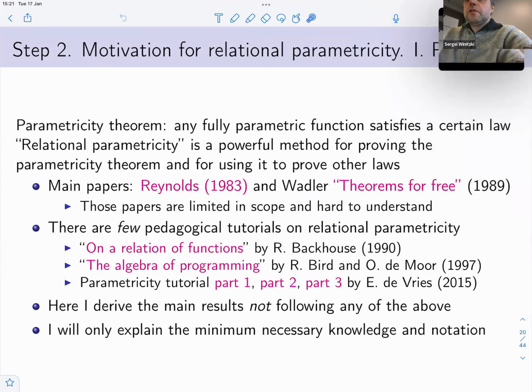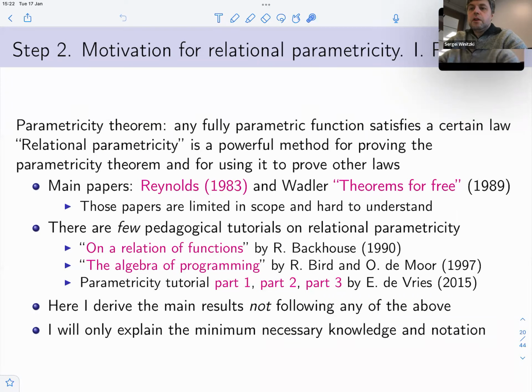So in this part of the tutorial, I will talk about the motivation for relational parametricity. The parametricity theorem says that every fully parametric function satisfies a certain law. Now, in many cases, that law is a naturality law. In other cases, it's a different, more complicated law. Relational parametricity is a technique, a method for proving that theorem. Also, relational parametricity gives a formulation of the more complicated law in the general case, which you can use to prove other properties.